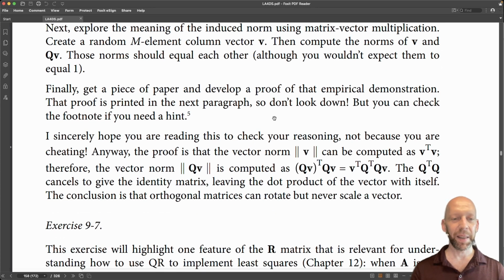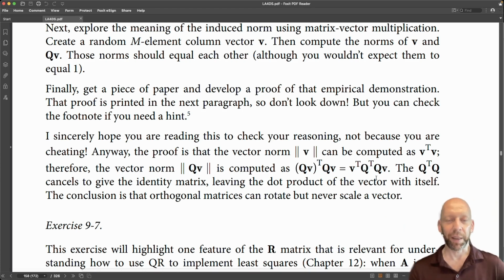Basically, the idea is that we compute the norm of v, which is v transpose times v, and then the norm of Qv. Now, the norm of Qv is just the dot product of Qv with itself. So that's (Qv) transpose Qv. Here we use the LIVE EVIL rule. So we can write out this expression as v transpose Q transpose times Qv.